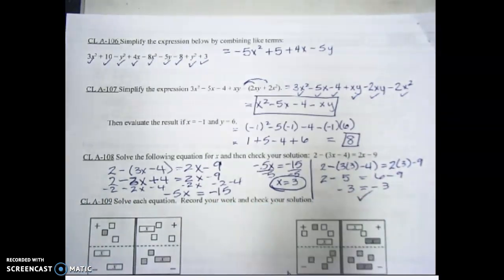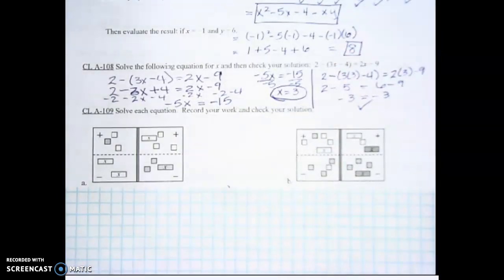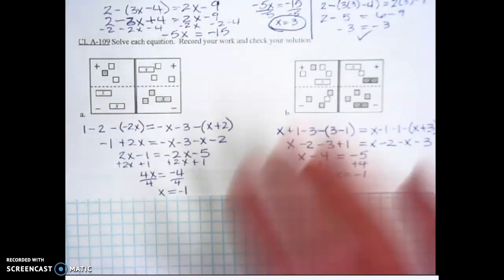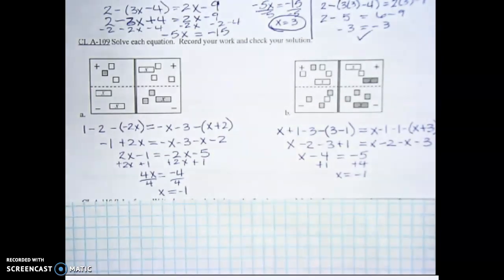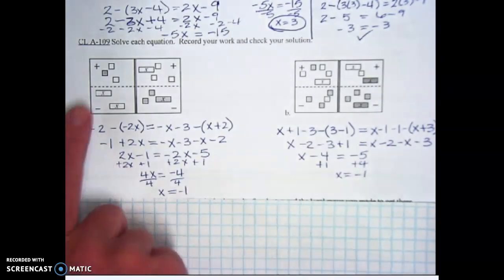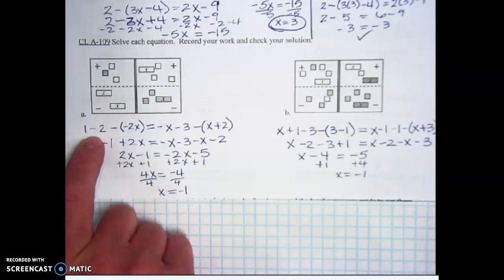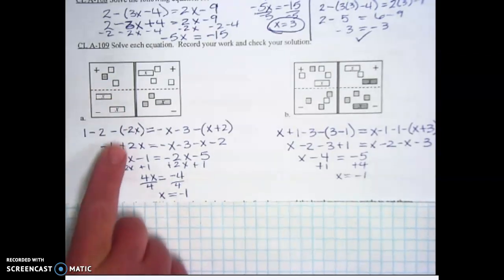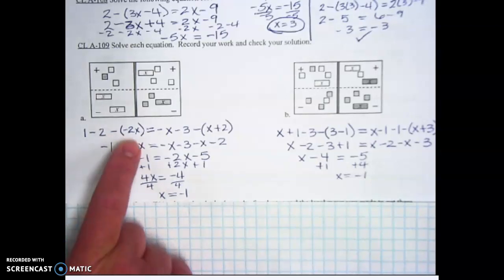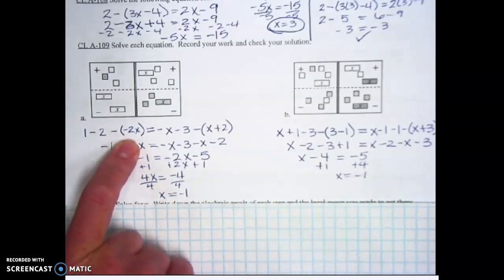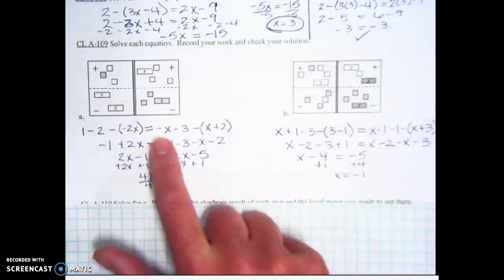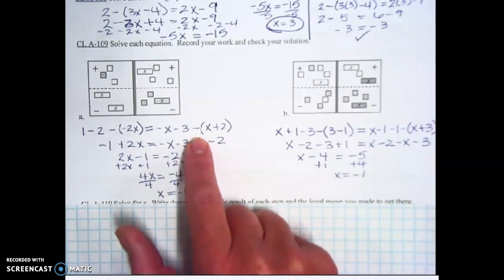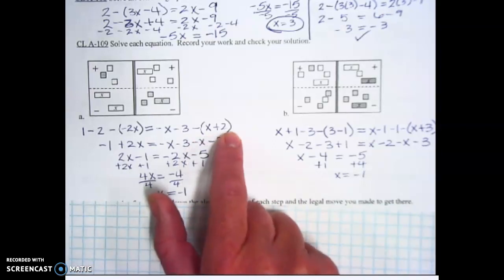Jumping down to question 109, solve each equation, record your work, and check your solution. All right, so for part A, on the left side, up in the positive region, I have a 1 and a minus 2. Then down in the subtraction region, I have a negative 2x. On the right, I have a negative x and minus 3. Down in the subtraction region, I have a positive x plus 2.